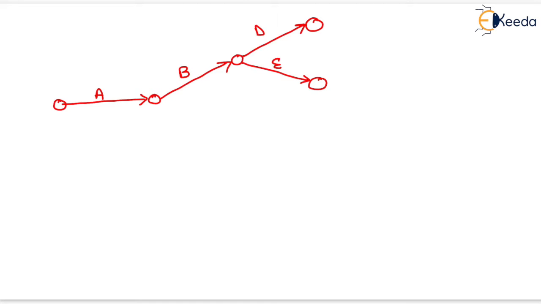Now for activity C, the preceding activity will be A, so we will draw activity C here, and succeeding activity will be F and G, so we will draw F and G here, that is activity F and that is activity G.